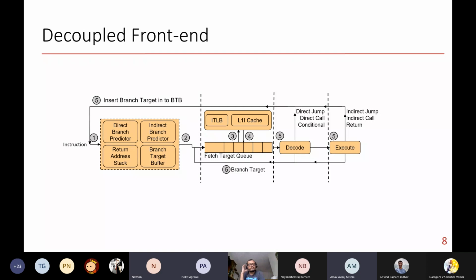I have a query on the figure you showed, between 1 and 2. There are two predictors: the return address stack and the branch target buffer. Essentially, these will help me get information about the address of the next instruction. Basically, all of these help in finding out the control flow. You get to know which is the next address to go to fetch the next instruction, right? Kind of.